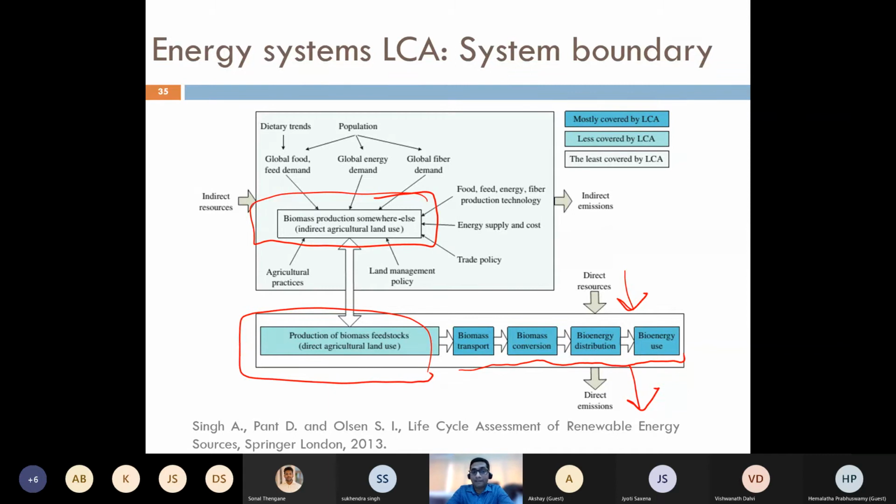That land use could have indirect emissions as well. It could change what people have been doing in agriculture, or change dietary habits, or it could have its energy cost, trade policies. Many of these things are very difficult to quantify, and that's why very few LCA studies cover them. But nonetheless, it is important to keep in mind that some of these things, like the change in the land pattern or the land use from your biomass growth, could have major implications as well.